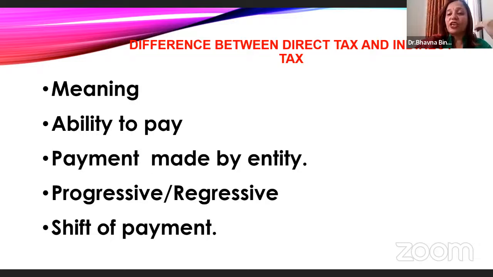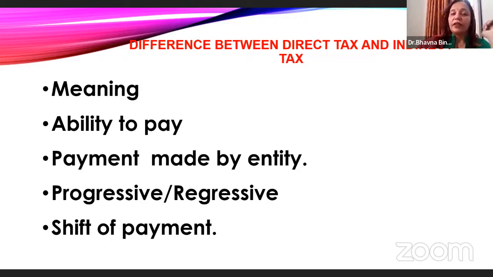Now, what does it mean? As your income increases, the rate of direct taxation, income tax, increases. For example, up to 5 lakhs the rate is 0%. From 5 lakh to 10 lakh the rate is say 20%. Above 10 lakhs the rate is 30%. So it is progressing: as income increases, the tax rate increases. But with indirect taxation it is not so. Whether you earn money or you don't earn money, you are still supposed to pay indirect taxation. So it is regressive in nature, whereas direct tax is progressive in nature.